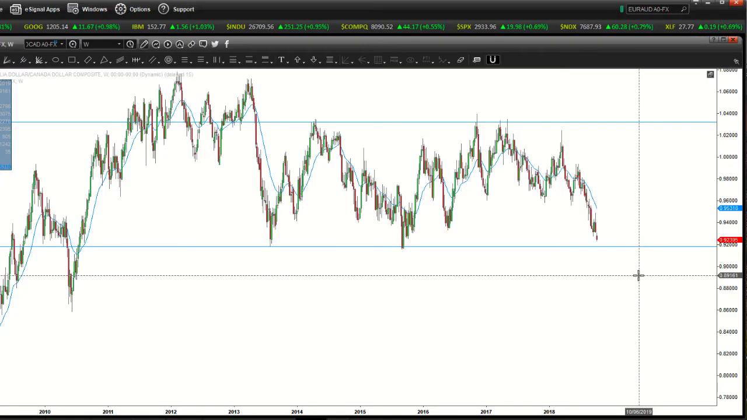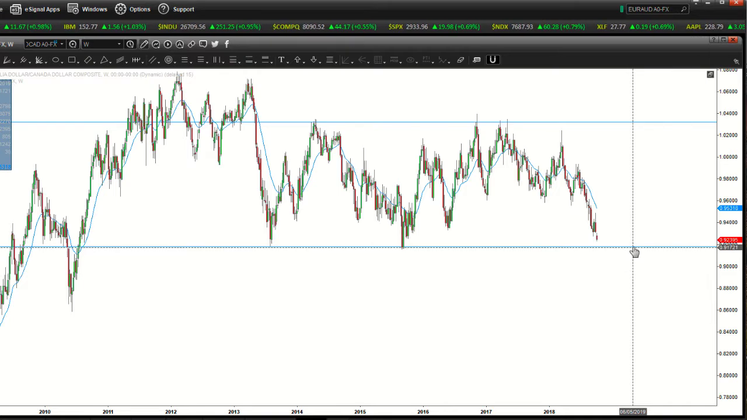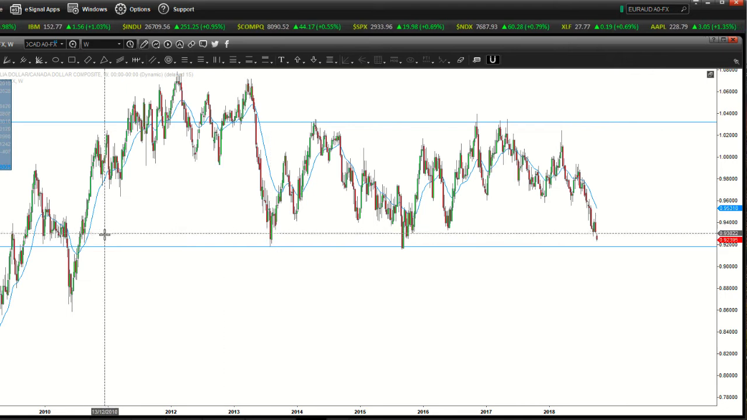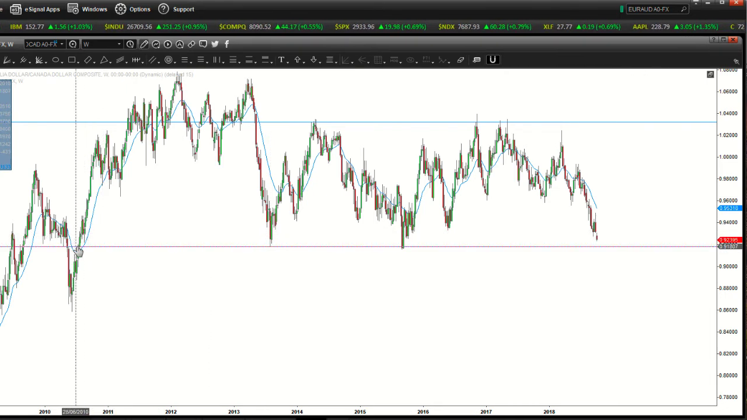Hey traders, I just want to bring your attention to AUDCAD on the weekly time frame. Now, I know we've talked about this for a long time, but we are approaching that all-important level just below 0.9200. As you can see here, we have not been below this level since July 2010. So it's a level that's held for coming on to almost 9 years.